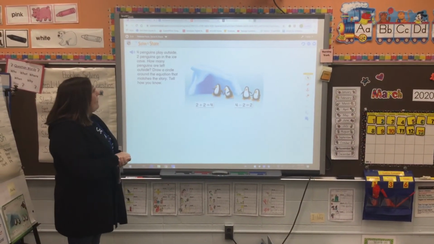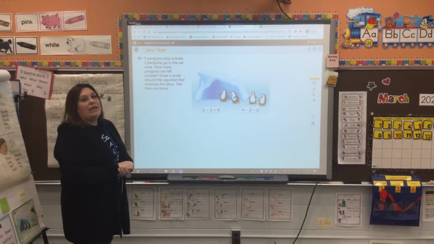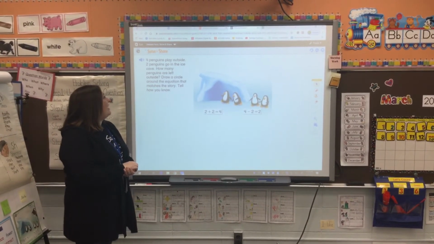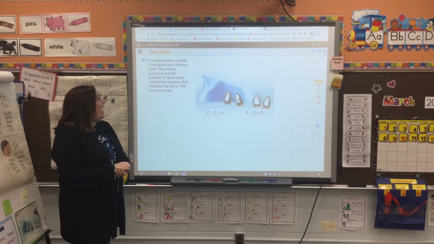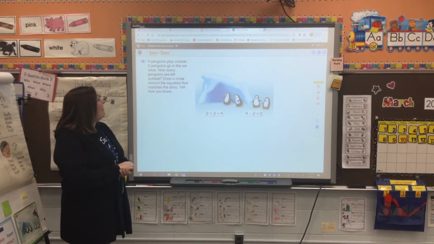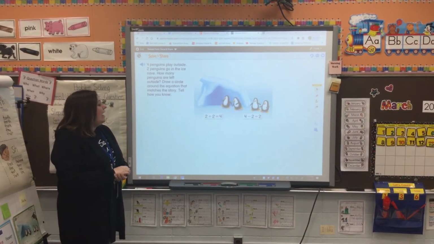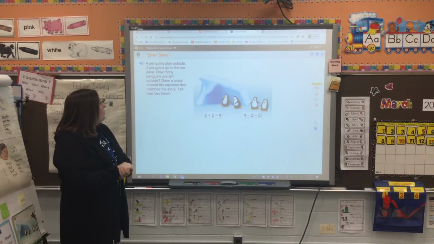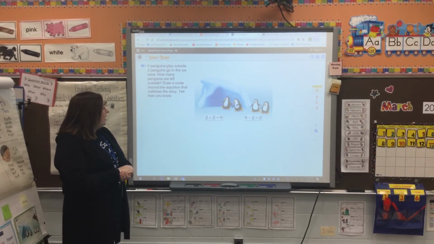It says 4 penguins play outside. 2 penguins go in the ice cave. How many penguins are left outside? And we're going to draw a circle around the equation that matches the story.